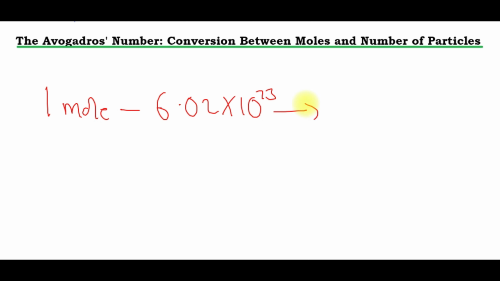And in this video, we're going to look at the Avogadro's number and conversion between number of moles and number of particles. So what is the Avogadro's number? This is the number of particles in 1 mole of a pure substance. So how many particles are in 1 mole of any pure substance? In 1 mole of a pure substance, we have 6.02 by 10 to the power 23 particles. And this number is what we call the Avogadro's number.